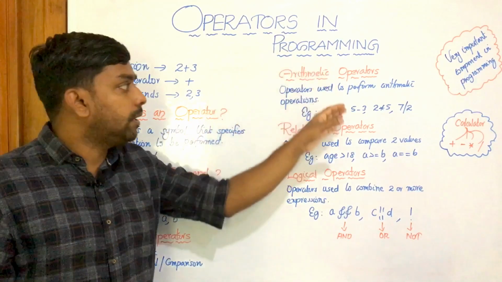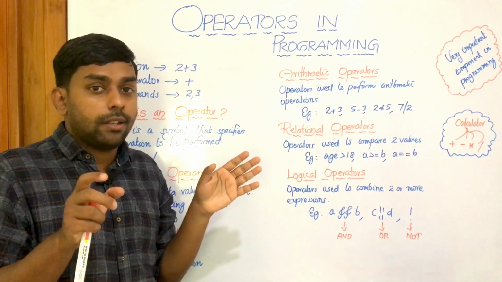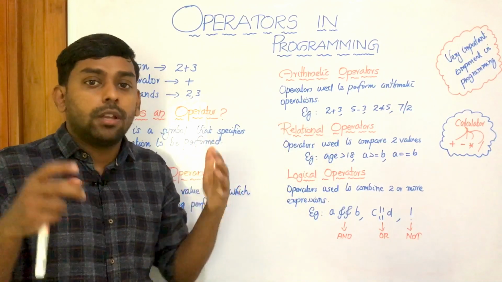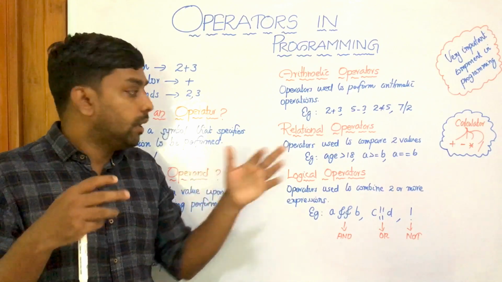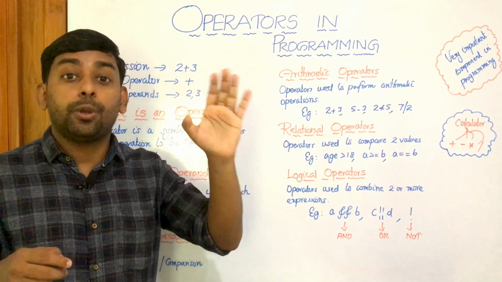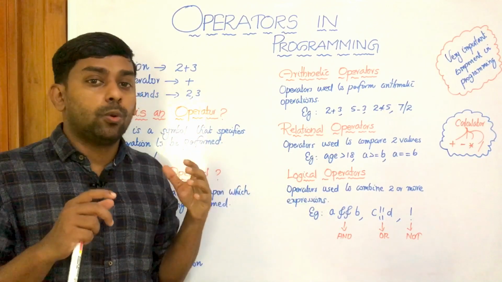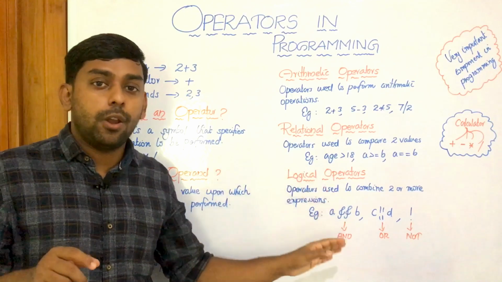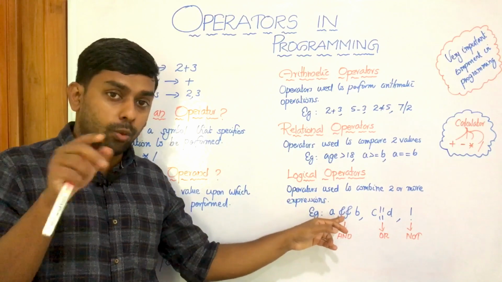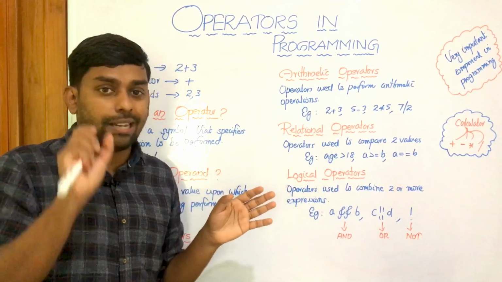Then we have seen the applications. Arithmetic operators are used to perform arithmetic operations like addition, subtraction, multiplication, division. Relational or comparison operators are used to compare two values, like less than, greater than, less than or equal to, greater than or equal to, equal to, not equal to. Logical operators are used to combine two or more expressions. We have three operators: and, or, not. We use two ampersand signs for and, two or signs for or, and the exclamation mark for not.